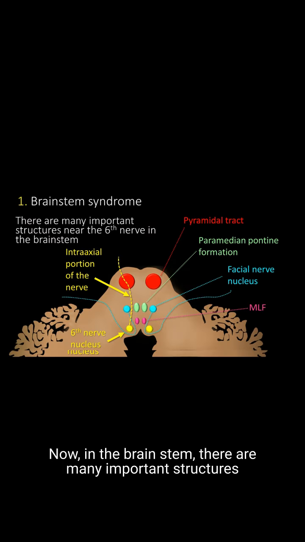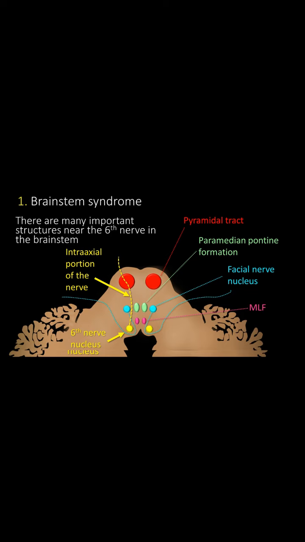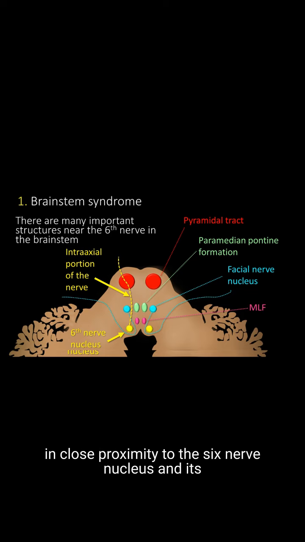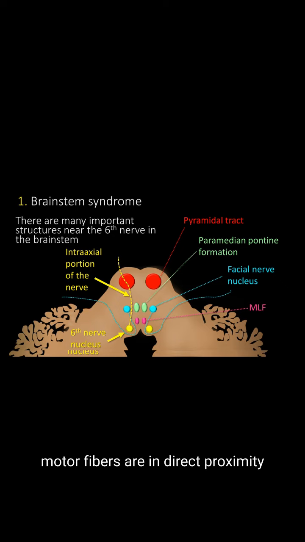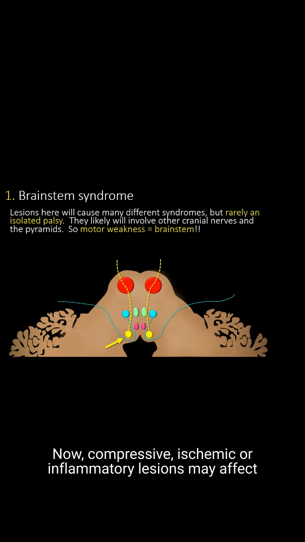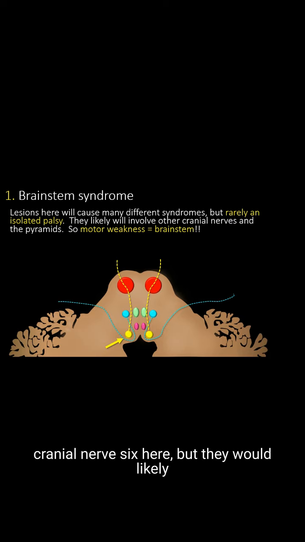Now, in the brainstem, there are many important structures in close proximity to the 6th nerve nucleus and its course through the brainstem before it exits. Notably, the pyramidal tracts containing your motor fibers are in direct proximity with the intra-axial 6th nerve. Now, compressive, ischemic, or inflammatory lesions may affect cranial nerve 6 here, but they would likely affect the other cranial nerves that are in close proximity as well as the pyramids.